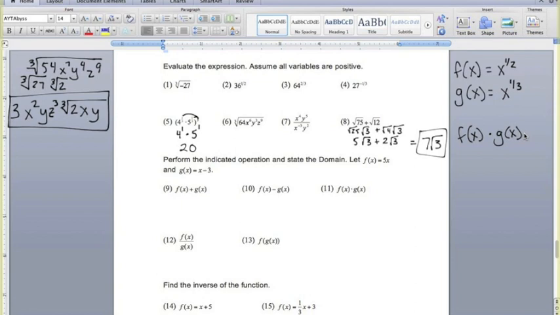So that would be then, we're going to do x to the 1/2 times x to the 1/3. The bases are the same, so what do we do with them? Add them. What do we need to be able to add them? Common denominators. So I'm going to make this x to the 3/6 and x to the 2/6, which I can then add up and get x to the 5/6.